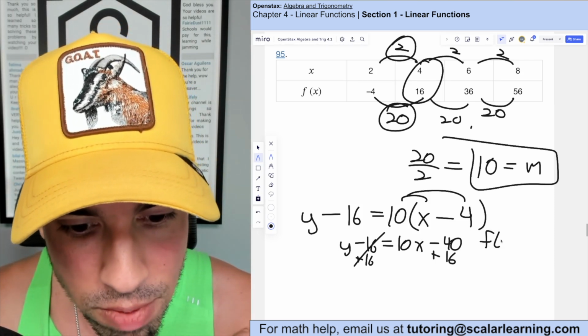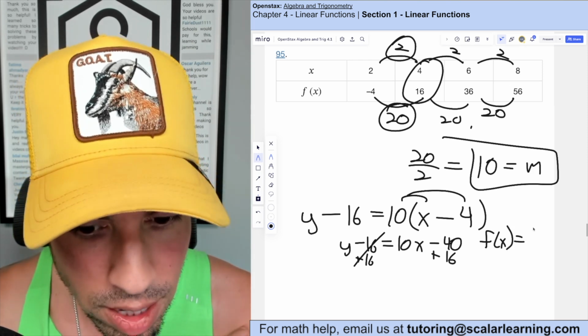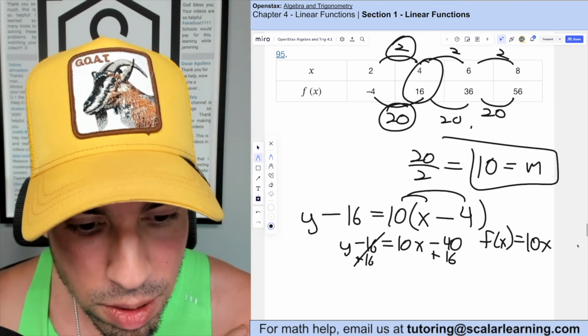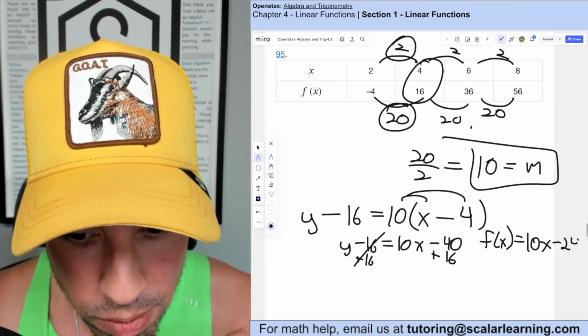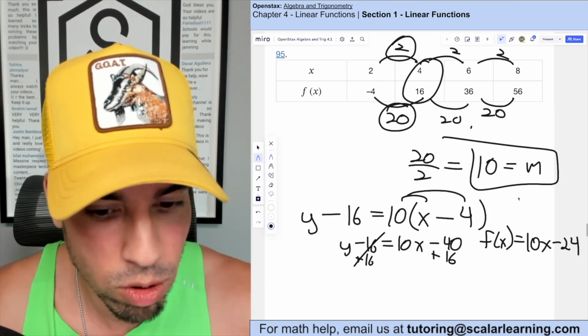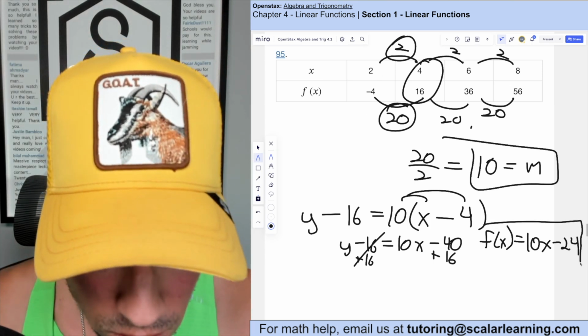So I got f of x equals 10x, right? That's the slope. And then minus 40 plus 16 is negative 24. So that is the y-intercept, negative 24, if it went back to 0. And there is the final answer.